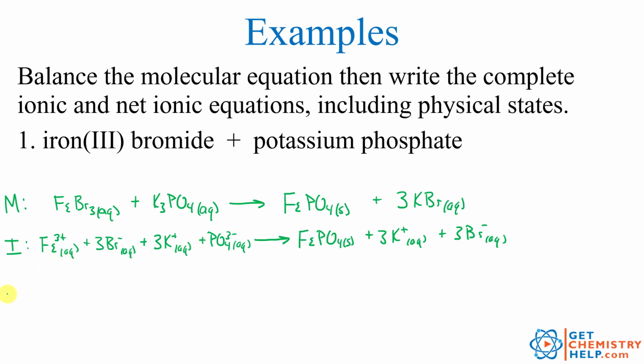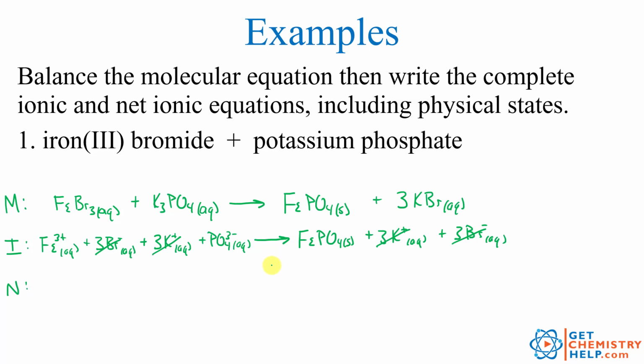Well, now next we need to prepare to write the net ionic equation. That means we have to get rid of any so-called spectator ions. Again, those are the ions that appear on both the reactant side and the product side. So what ions do you see? Well, you probably noticed that there are 3 bromides on both sides and 3 potassium ions on both sides.